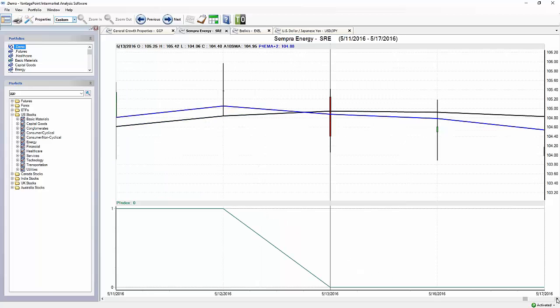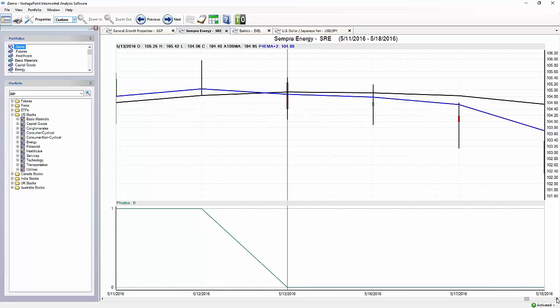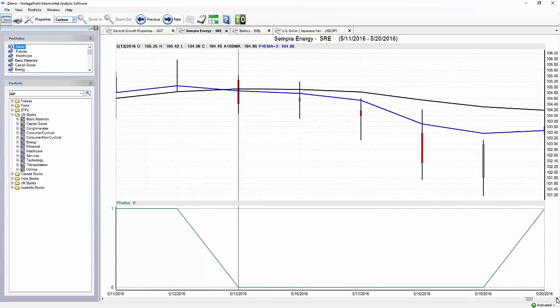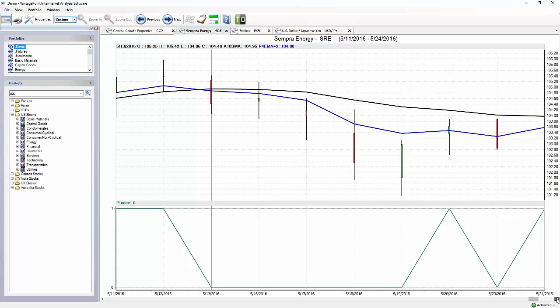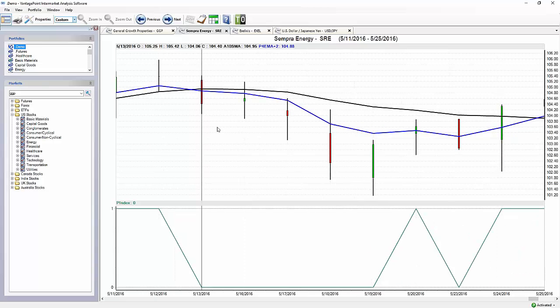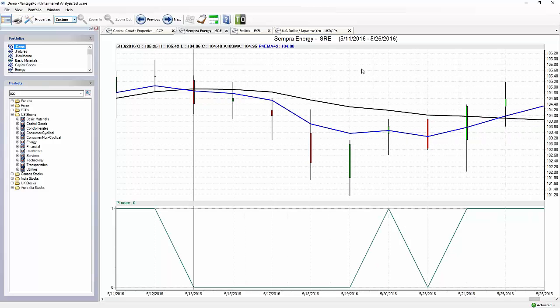So blue line still below black line, neural index down. I'm going to roll this forward. Not much has changed here. Okay. So where are we, guys? So on the 13th, you said sell, buy a put. We had our neural index come up to a 1, indicating some short-term strength here. But what do we have here on the chart? So we've gotten a signal.